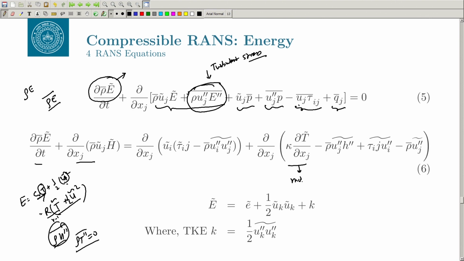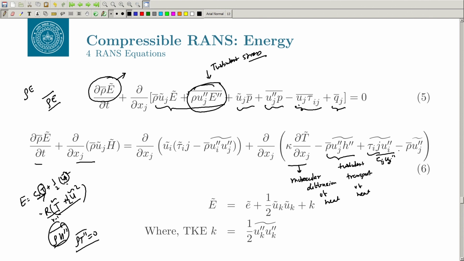This is your molecular diffusion. Please go back and derive it. It's slightly complicated, but you can do it by considering all the decompositions that we have talked about. And this is a kind of turbulent transport of heat, not the diffusion. This is tau ij uj double prime.